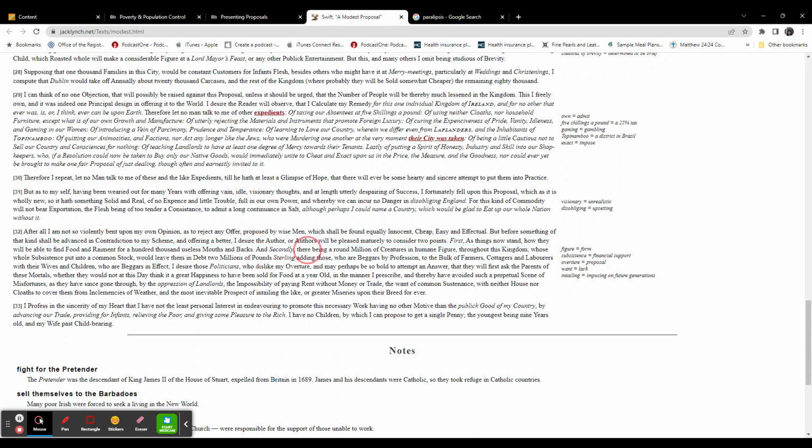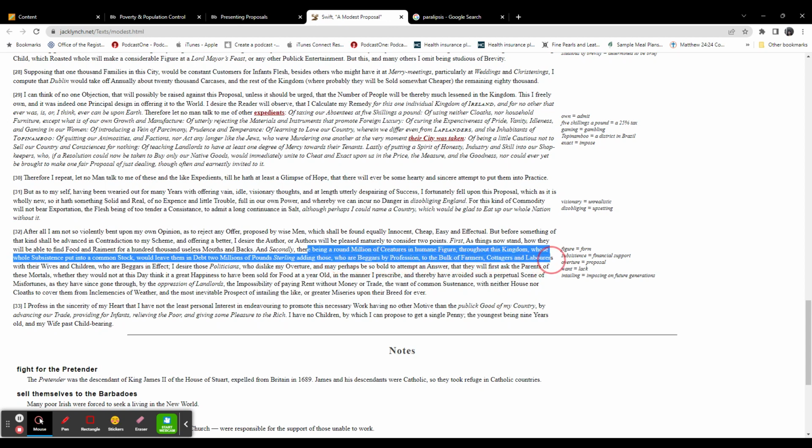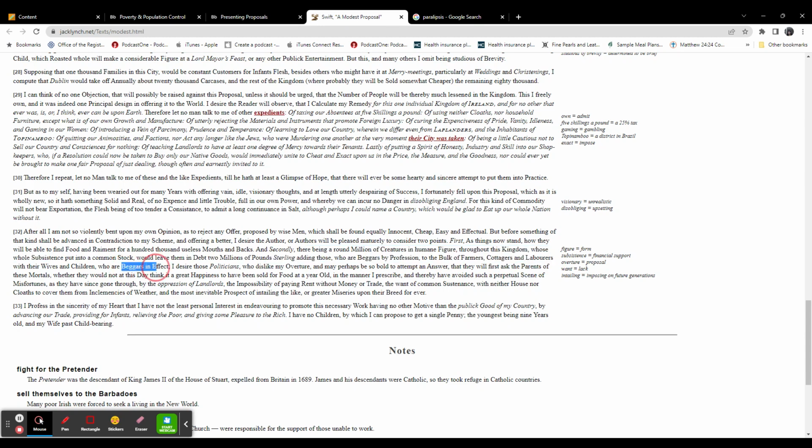Secondly, there being around a million of creatures in human figure throughout this kingdom, whose whole subsistence put into a common stock would leave them in debt two millions of pounds sterling, adding to those who are beggars by profession the bulk of farmers, cottagers, laborers with their wives and children, who are beggars in effect. I desire those politicians who dislike my overture, and may perhaps be so bold to attempt an answer, because remember, this solution is an answer, that they will ask the parents of these mortals whether they would not at this day think it a great happiness to have been sold for food at a year old in the manner I prescribe.